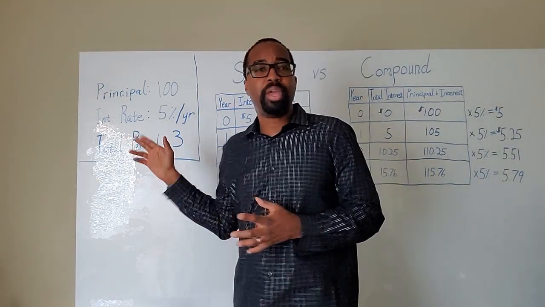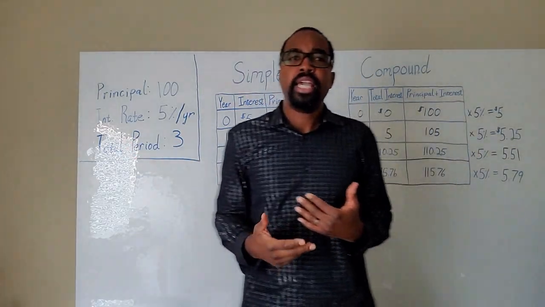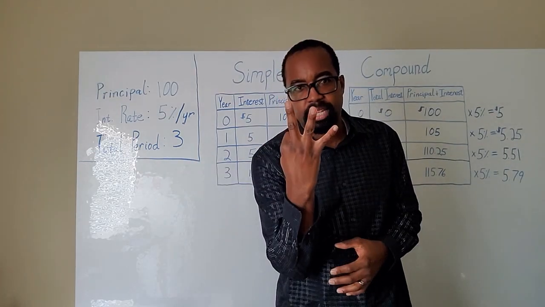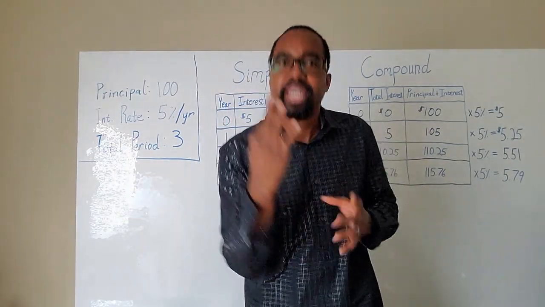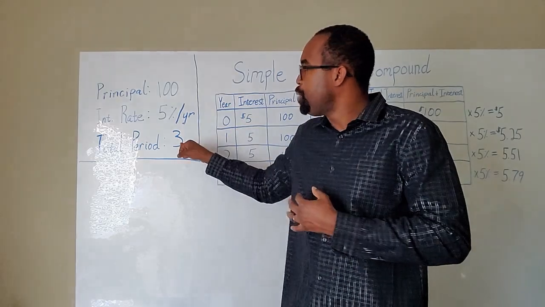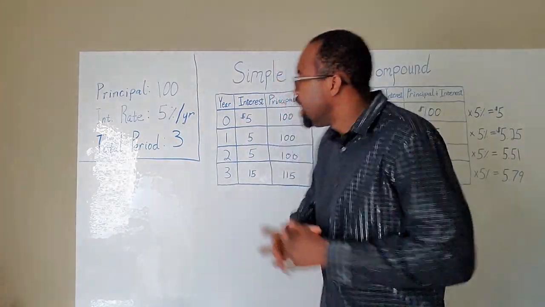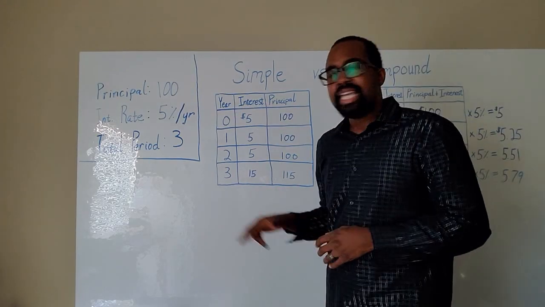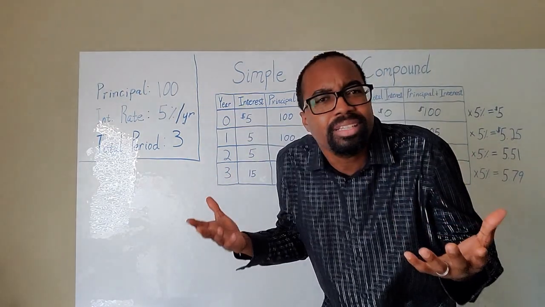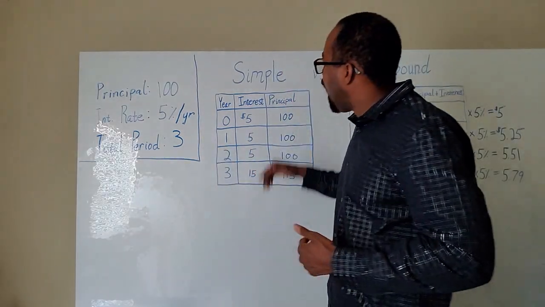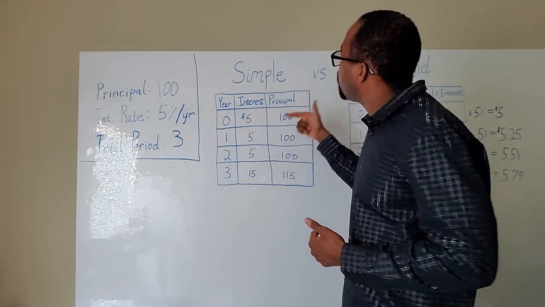Now, our total periods, or the total time frame, is going to be 3 years. Total period, 3, because a period is 1 year. So it's going to be 3 time periods that we're going to be calculating here. Now, year 0, you're just now putting the money in, so that's why it's called year 0. And we're going to put in how much? The principal, which is $100.